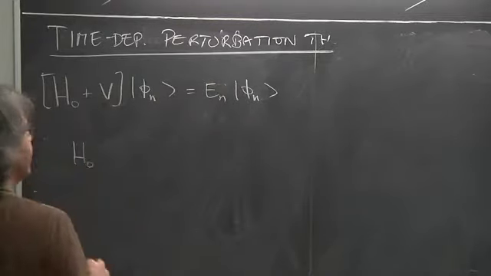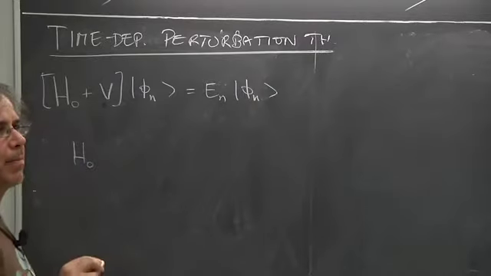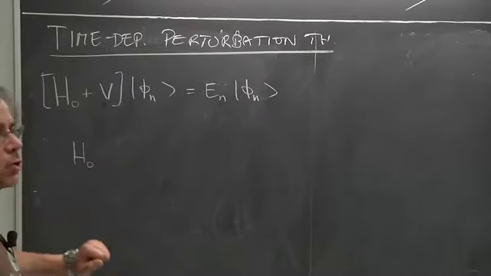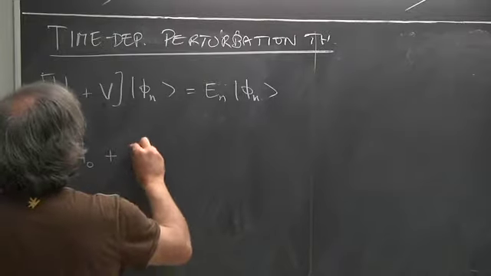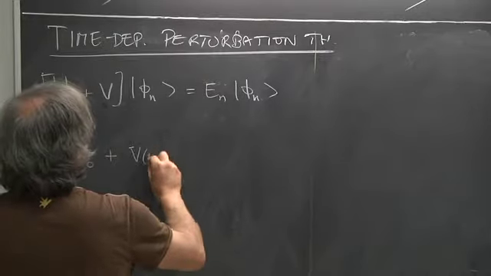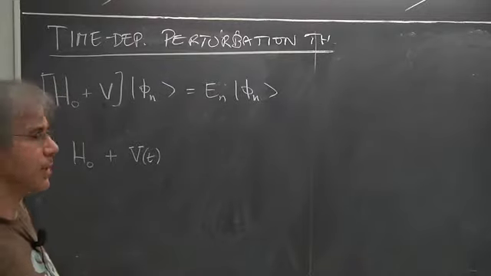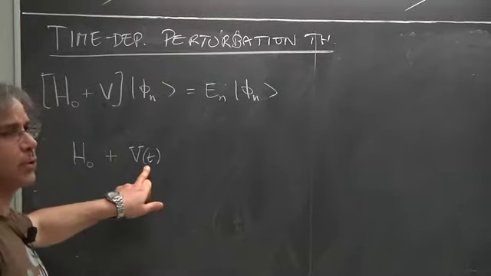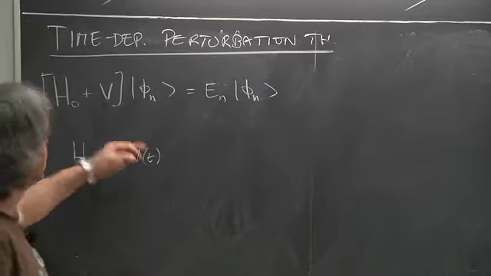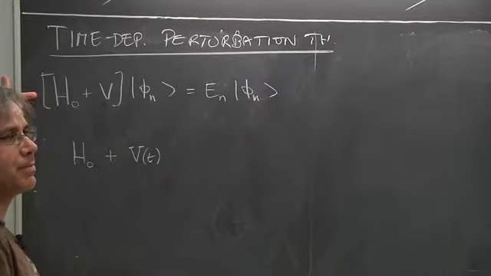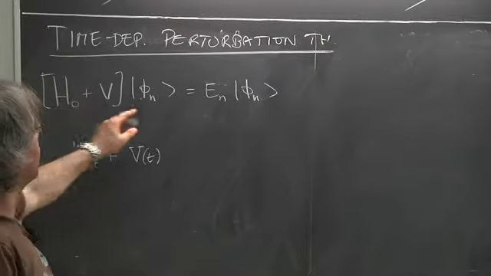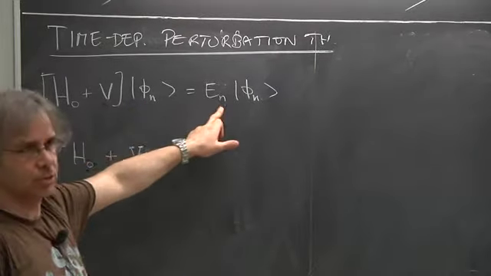We have a similar problem, H0 we know how to solve, but now we include a perturbation that depends on time. As a consequence, the full Hamiltonian depends on time. There is no point in trying to do this, okay? Whenever the Hamiltonian is time dependent, you don't search for eigenvectors and eigenvalues.